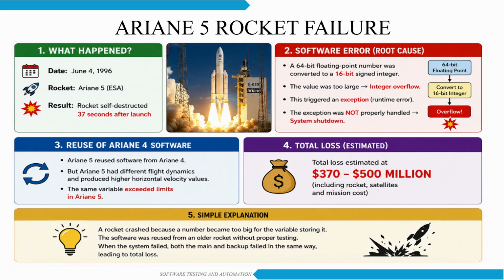The software tried to store this larger value by converting it into a smaller data type, but the value was too big, which caused an overflow error. Since this error was not properly handled, the system shut down. After that, both the main and backup systems failed and incorrect data was sent to the control system. This made the rocket behave abnormally, leading to its self-destruction.